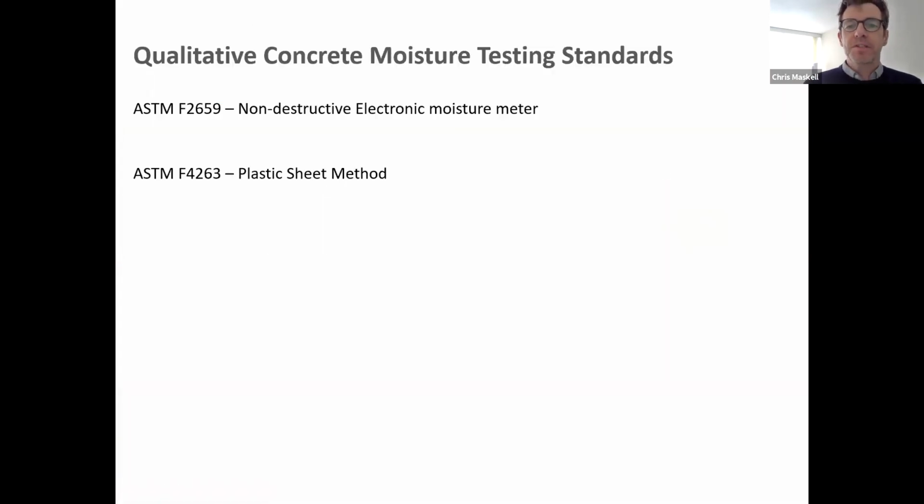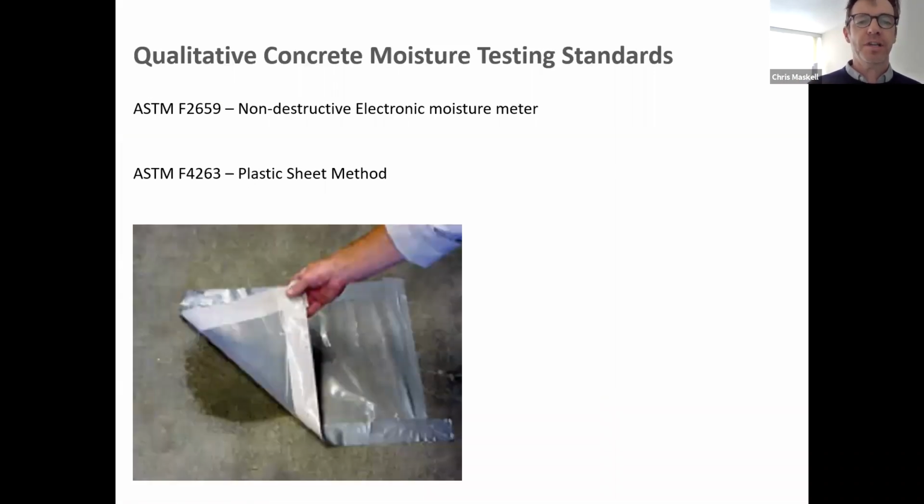Qualitative concrete moisture testing standards. There are 2 types of tests in the world of testing, qualitative and quantitative. First one, non-destructive electronic moisture meters are qualitative. Plastic sheet method, there's a picture of a plastic sheet. It's really only telling you that yes, there's moisture down there. It doesn't quantify how much.